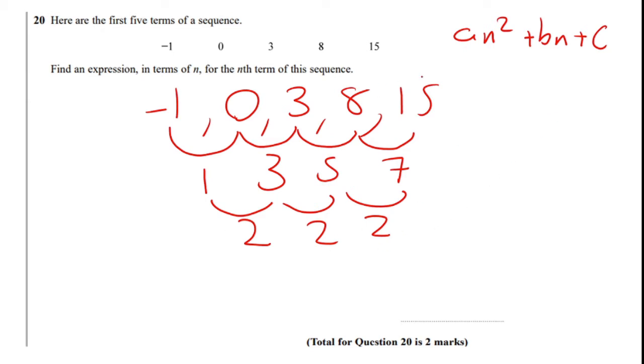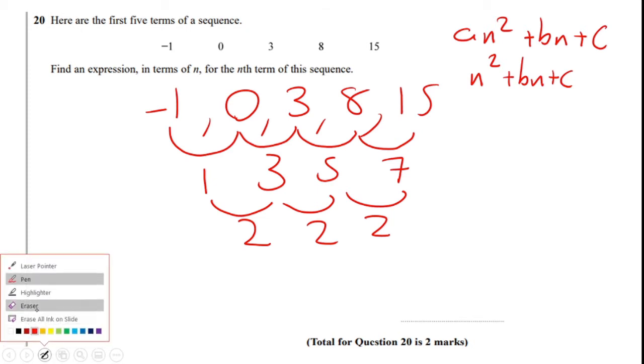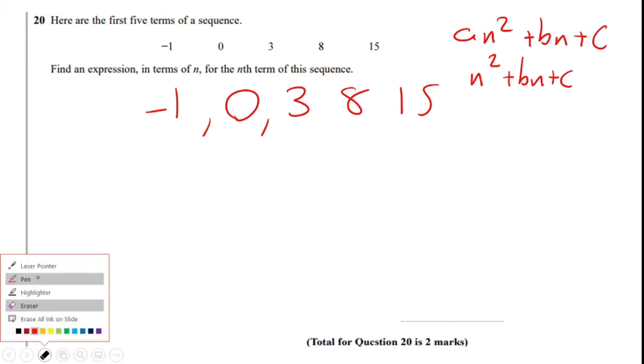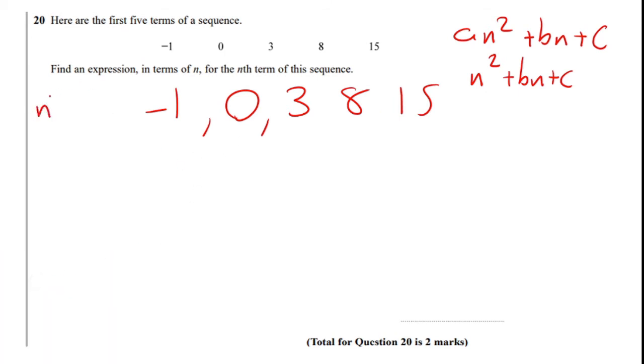Okay, because our second level difference is 2, we know a has to be 1, because a is always half of it. So it's going to be n squared plus bn plus c. Now we've got to work out what b and c is, and there are loads of different ways to do it. But the way that is taught the most is that this one here is n squared plus bn plus c, so what we need to do below it is write the sequence of n squared.